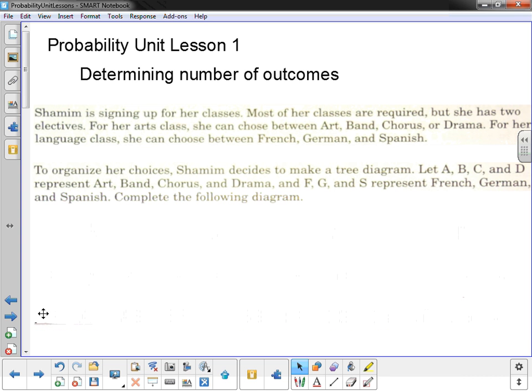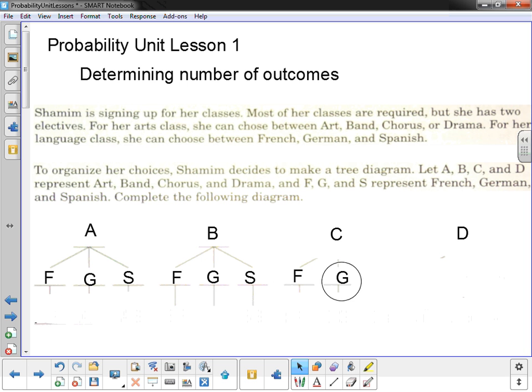So she's going to let A, B, C, and D represent art, band, chorus, and drama, and F, G, and S represent French, German, and Spanish. So we need to complete a diagram that's below here. What you would do first is put in your A, B, C, and D. Those are your 4 options. Now from that, in each one of these, you can have your F, a G, or an S, in every one of these.